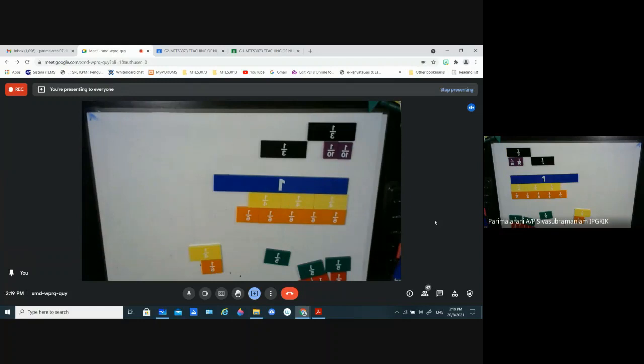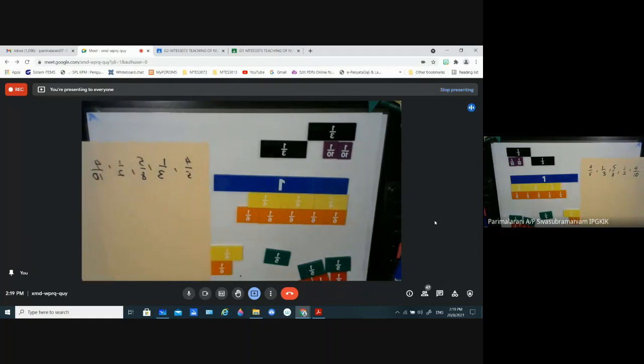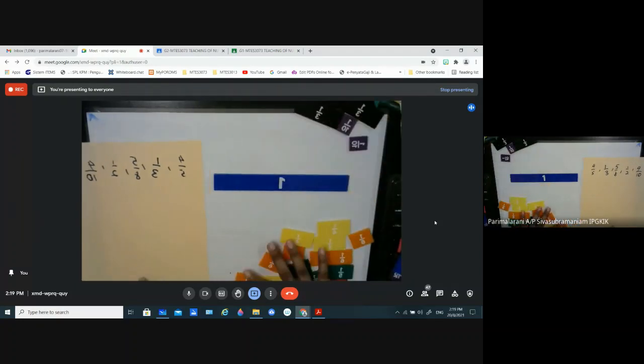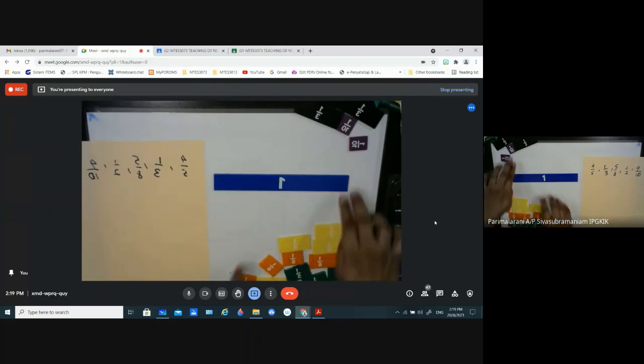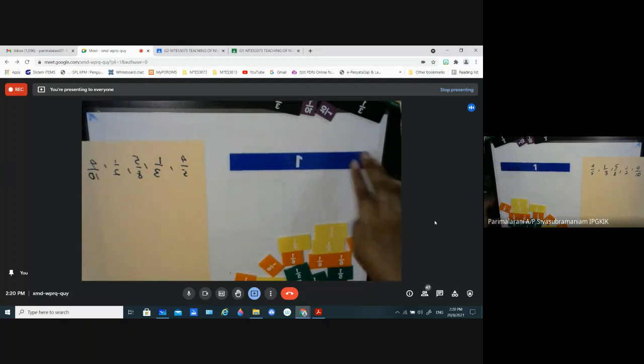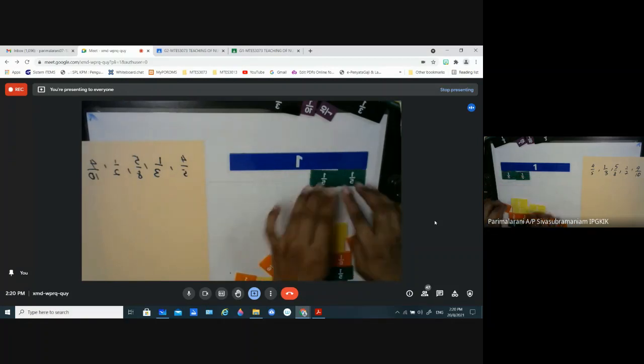Supposing we have a set of fractions like this, and we want to compare and order them, okay? We don't know which is the smallest here, so initially when we start teaching, we have to start teaching using concrete materials like this. We set out all the fractions, okay? So the first fraction is 4/5. So let's put 4/5 here.